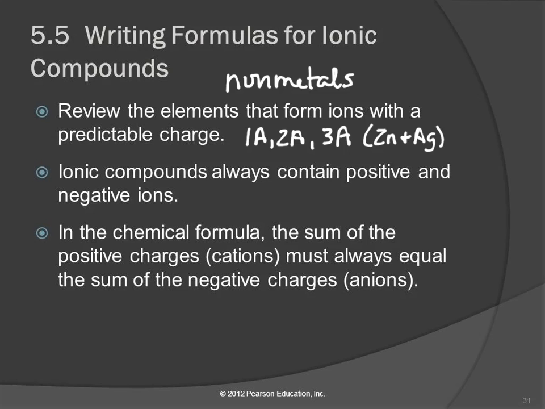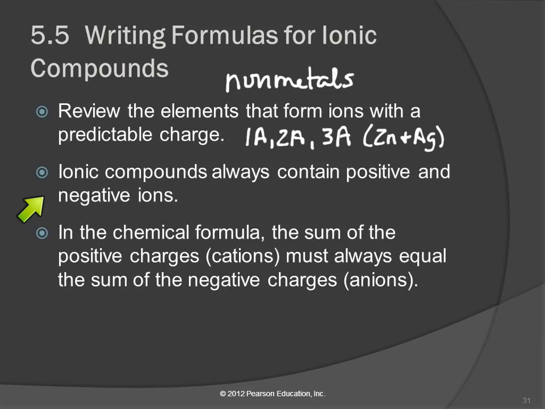And so then we count backwards. So fluorine is -1, oxygen's -2, nitrogen is -3. And that's how we predict the charges of the nonmetals. Or you can think of the group number -8, whichever one works for you. You'll get the same answer. So those are the elements that form ions with predictable charges.